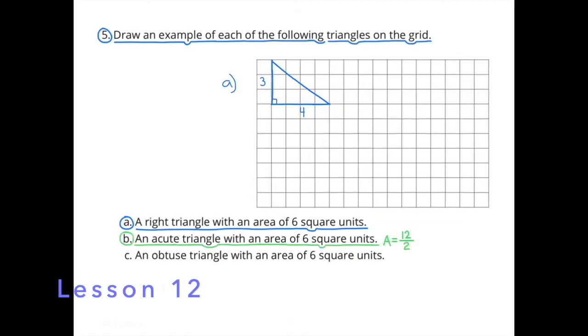B. An acute triangle with an area of 6 square units. Again, it's 6 square units. Since we're creating a triangle, it's going to have half the area of a rectangle that has an area of 12. I can use 3 by 4, or 2 by 6, or 1 by 12. But I need to make sure I make an acute angle. That's an angle that's smaller than 90 degrees. My acute triangle has a base of 3 and a height of 4, and an area of 6 square units.